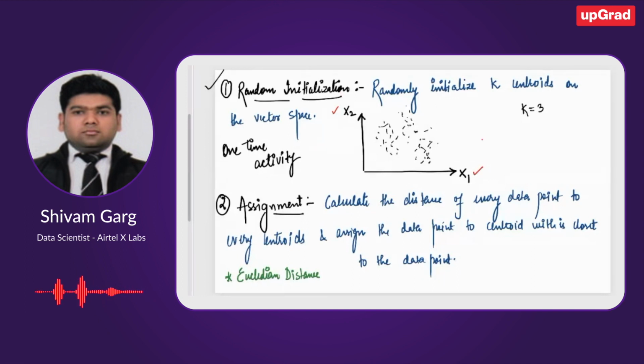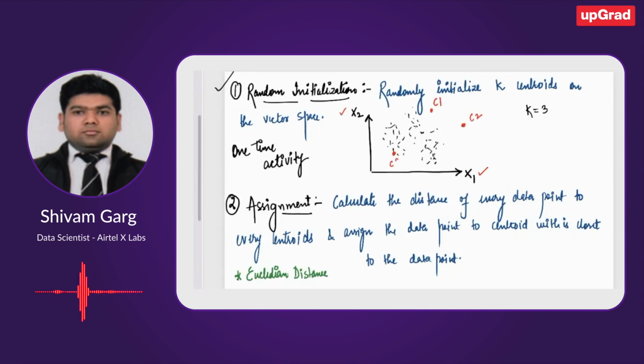Okay? So we randomly initialize, they could be anywhere. Let's say one got initialized here, one here, one here. So this becomes your first centroid, this becomes your second centroid, this becomes your third centroid. And this is random. All these 3 are initialized randomly onto the vector space. So the very first step is the random initialization, where we are randomly initializing the k centroids in the vector space. Now the second step is the assignment step.